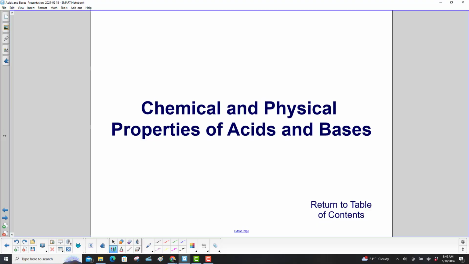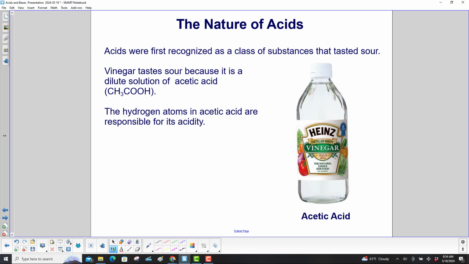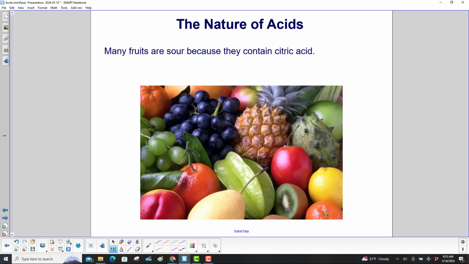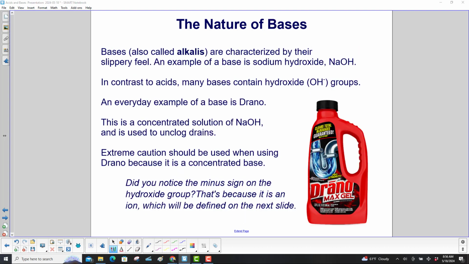Chemical and physical properties of acids and bases. Acids were first recognized as a class of substances that tasted sour. Vinegar tastes sour because it is a dilute solution of acetic acid, CH3COOH. The hydrogen atoms in acetic acid are responsible for its acidity. Many fruits are sour because they contain citric acid.